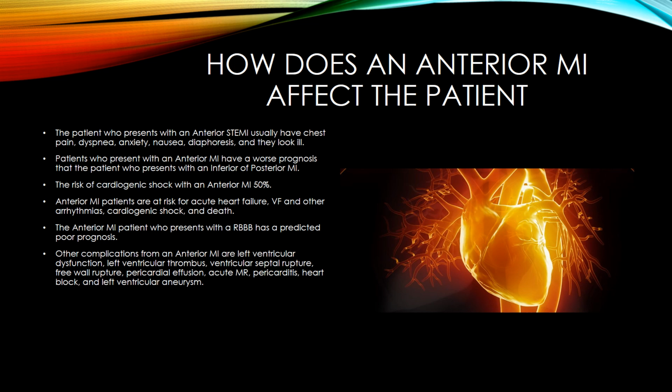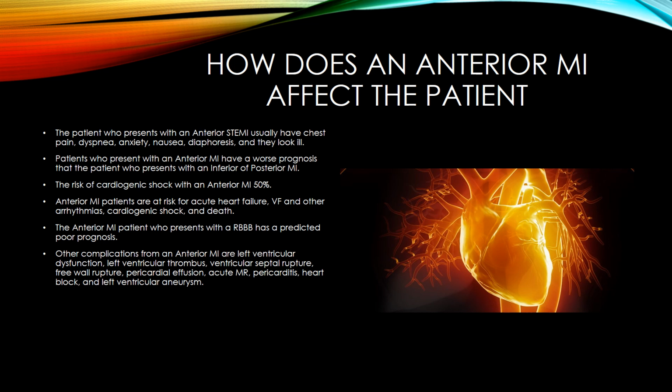The patient that presents with an anterior STEMI has a worse prognosis than a patient with an inferior or posterior MI. The patient with an anterior STEMI is going to be at 50% risk of cardiogenic shock. They are at risk for acute heart failure, VFib, those other arrhythmias that we talked about, cardiogenic shock, and death. You can also see a right bundle branch block in a patient with an anterior MI. Those patients have a more predicted poor prognosis.